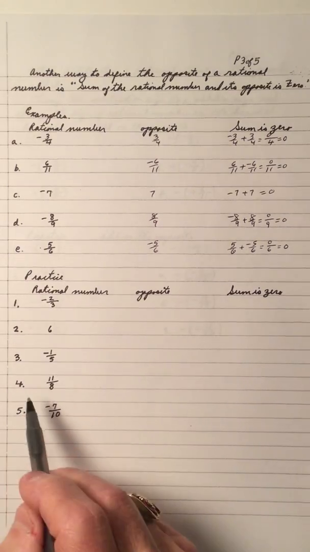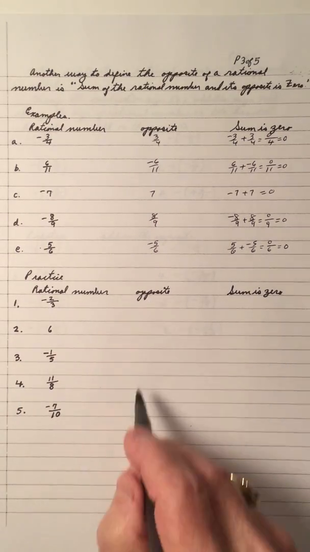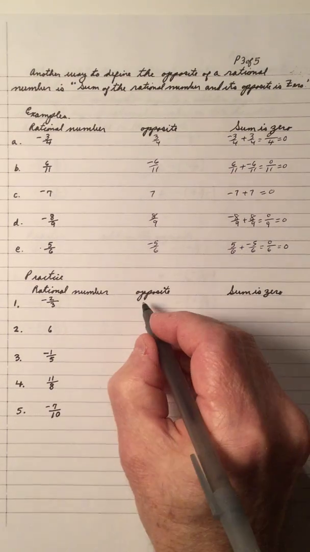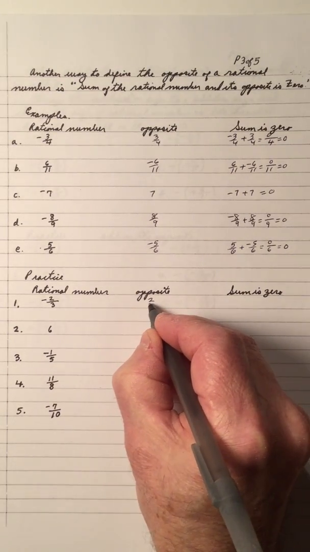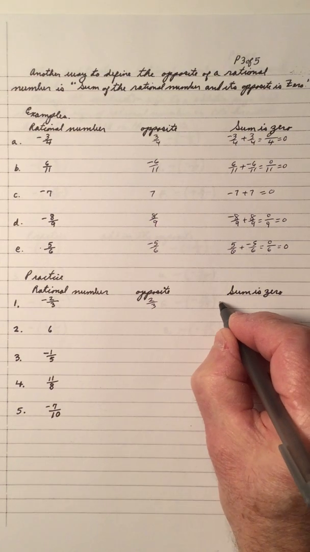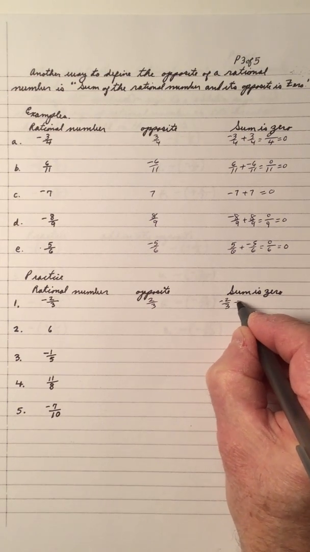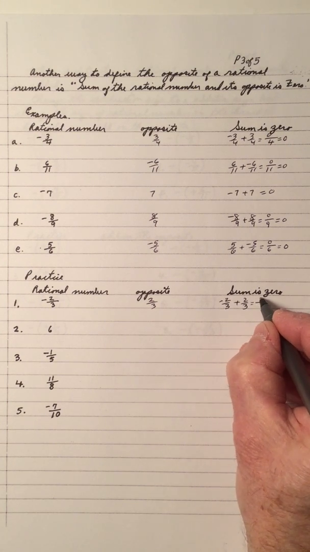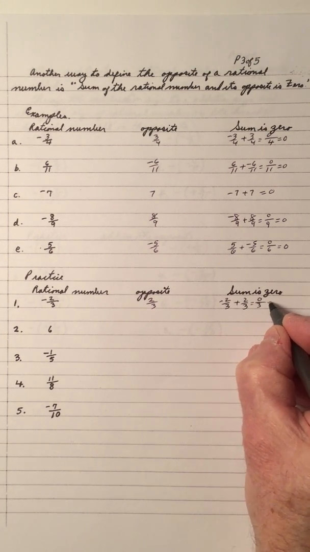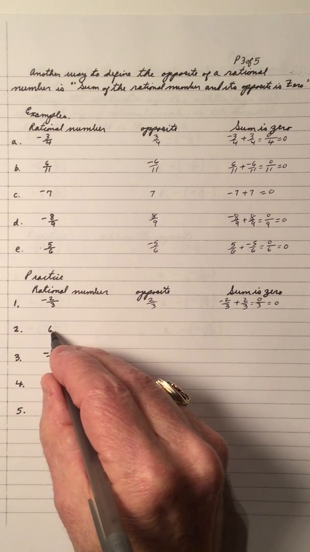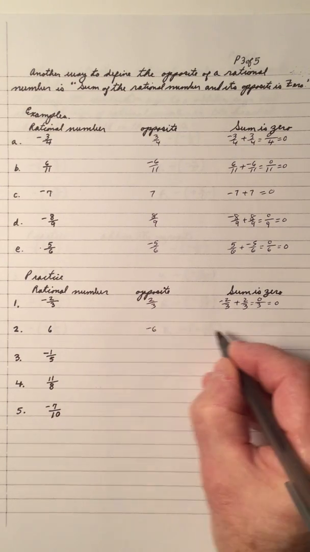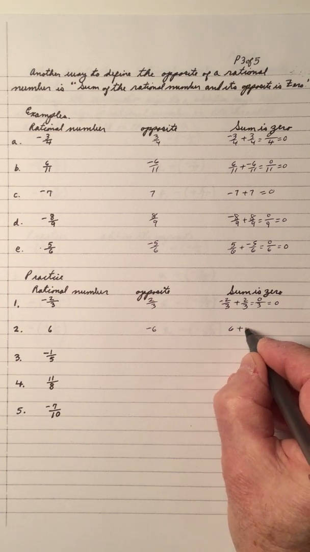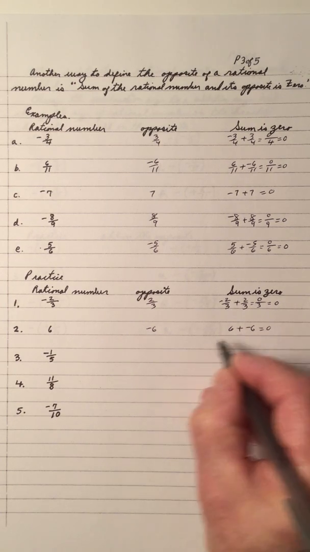So practice. Pause your video and work out these to see if you're going to get them right. When you're finished, press play to see if you're okay. Opposite of negative 2/3 is 2/3. Negative 2/3, add on 2/3 is negative 2 plus 2 is 0 over your 3, which is 0. Opposite of 6 is negative 6. Negative 6 plus 6 is 0.